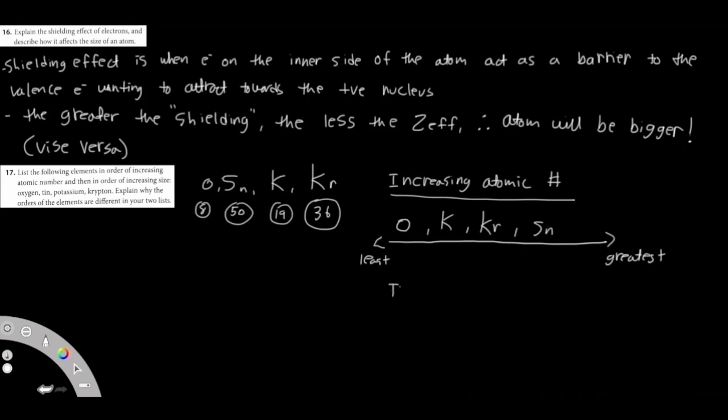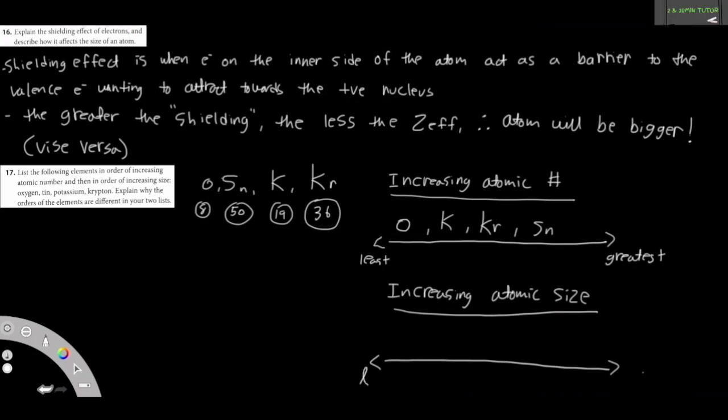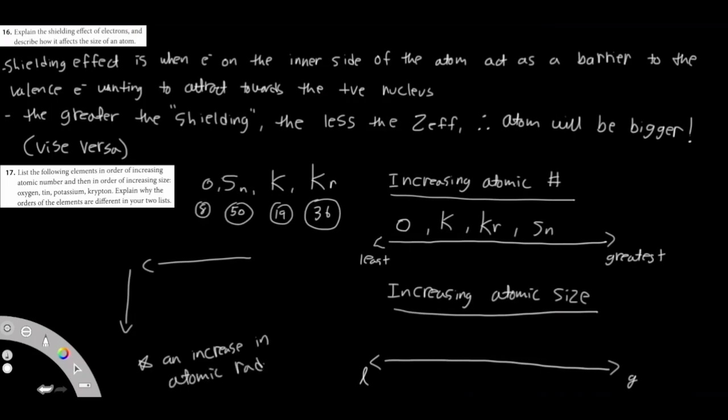If we look at another angle where we are now looking at the increasing atomic size, let's do the same thing. L stands for least, G stands for greatest, okay? Increasing atomic size. On the periodic table, if it goes towards the bottom and towards the left, this is an increase in atomic radius. So it's just bigger, more full looking, more expanded.